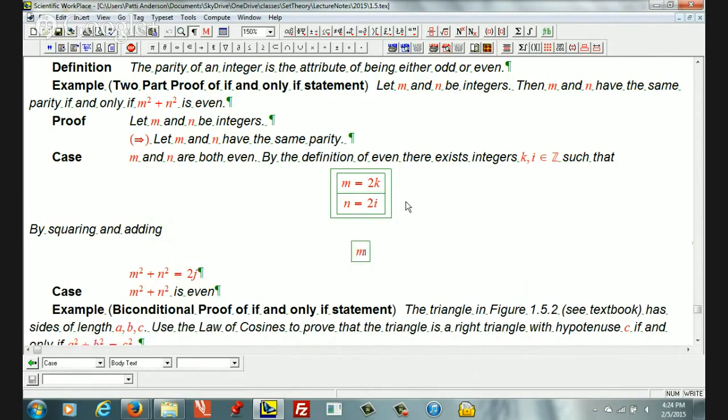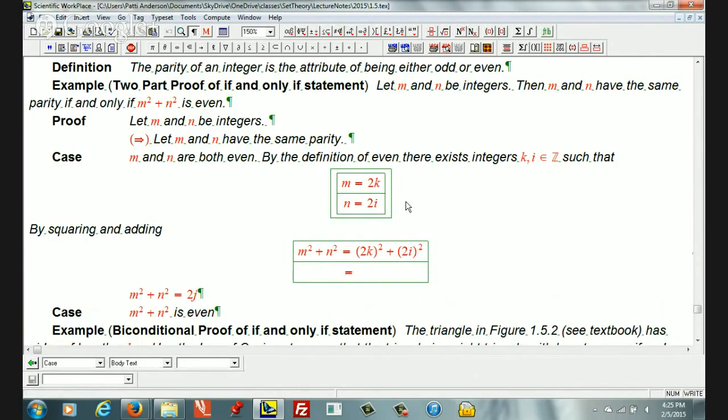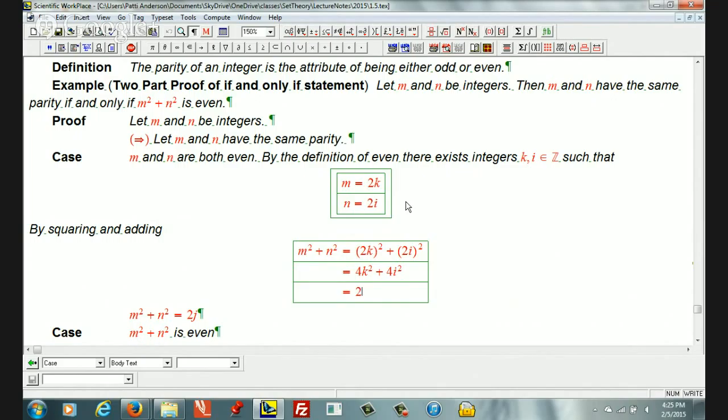Squaring and adding, right? M is 2k, so we have 2k squared plus 2i squared. But what is 2k squared when we square it? 4k squared. And how about for the 2i? 4i squared. Now we need it to be 2 times something, so factor out a 2. And now we call that 2j.